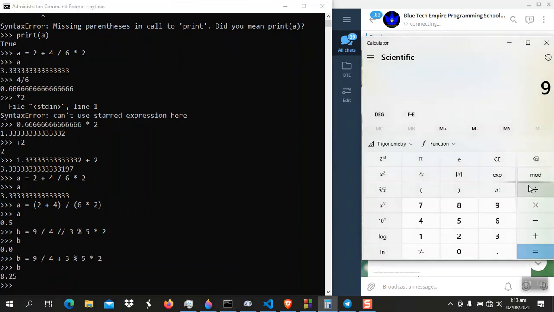Okay, now 9 divided by 4 plus 3 modulus 5 times 2 equal to 8.25. Wow. So we are actually following the correct precedence, because 9 divided by 4 occurred first, and 5 times 2 occurred second. Thus we had 9 divided by 2 first, so we had 4.5 plus 3, which gave us 7.5. Then modulus 5 times 2, so we had modulus 10. So that's why we normally have 8.25.